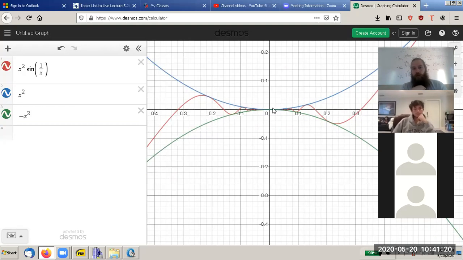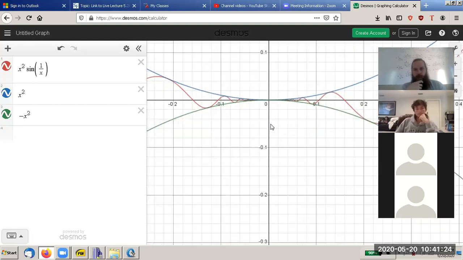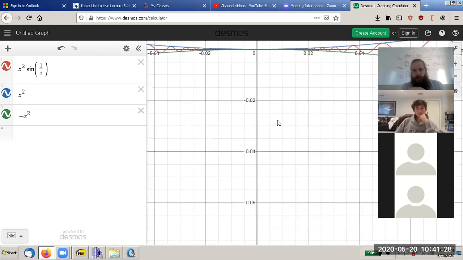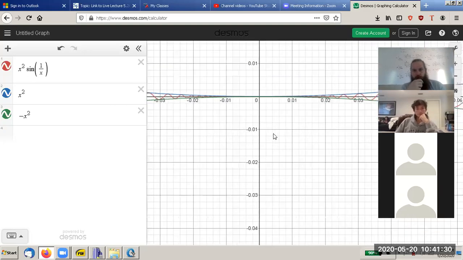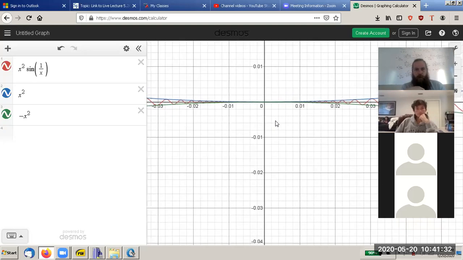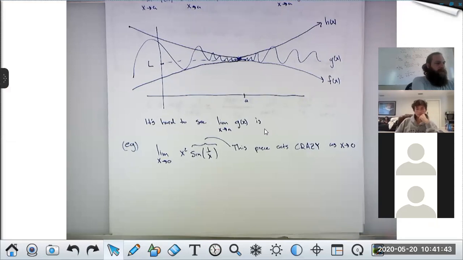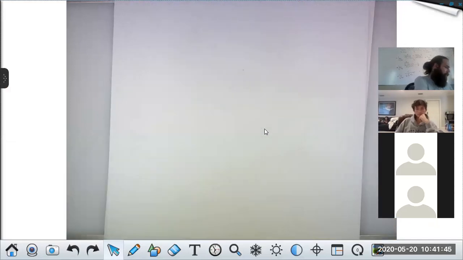And the blue and the green do the same thing as x approaches zero. So since the red is trapped in between them, no matter how tight I zoom in, red is always trapped between blue and green going to the same place as x approaches zero. That means the red is also going to be forced to go to that place. So I'll show you what this process looks like.